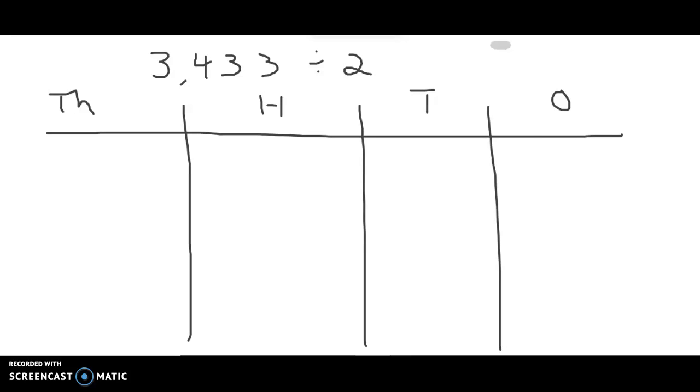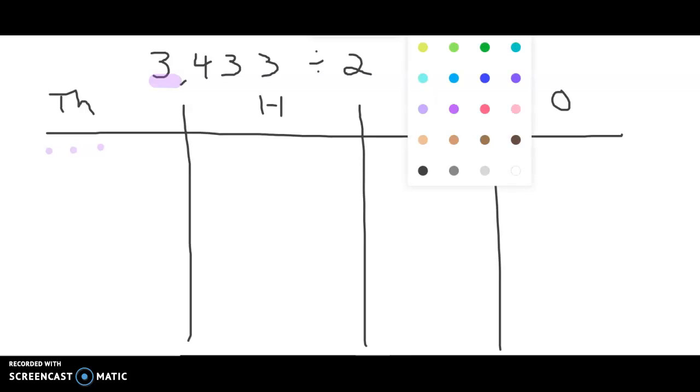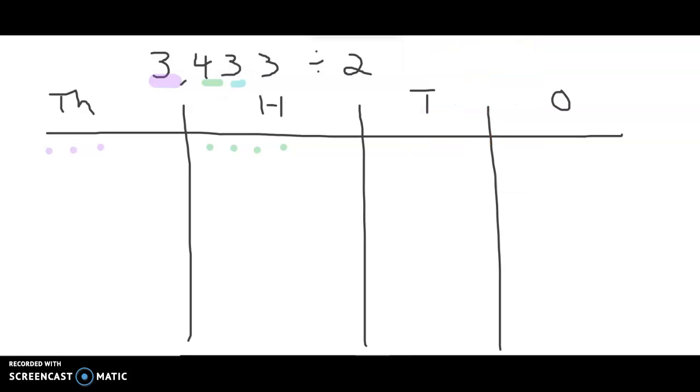So I'm going to get my highlighter and I'm going to pick a color for each place. So let's choose purple for our thousands, and I have 3 thousands. So I have 1, 2, 3 thousands. How about green for our hundreds? 1, 2, 3, 4 hundreds. 3 tens. And 3 ones. 1, 2, 3.